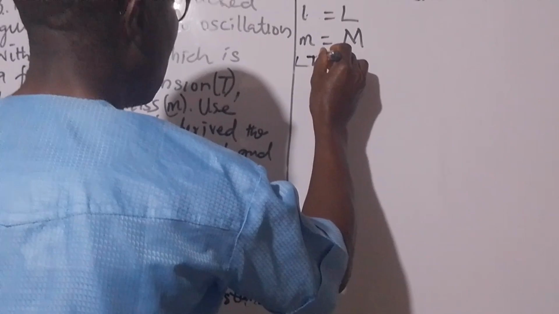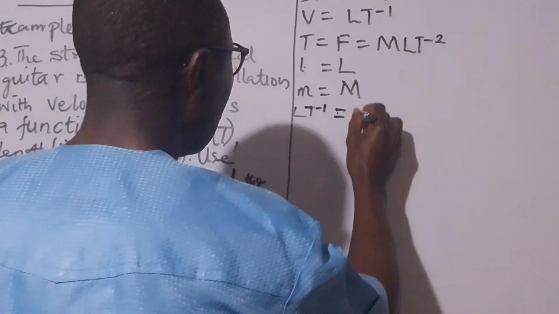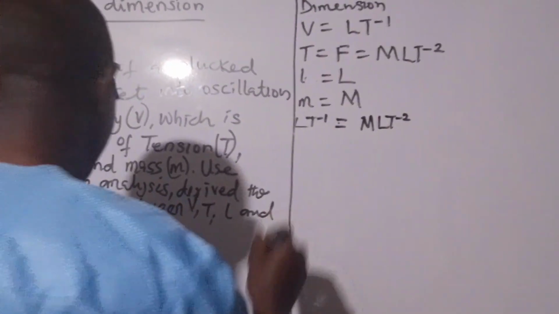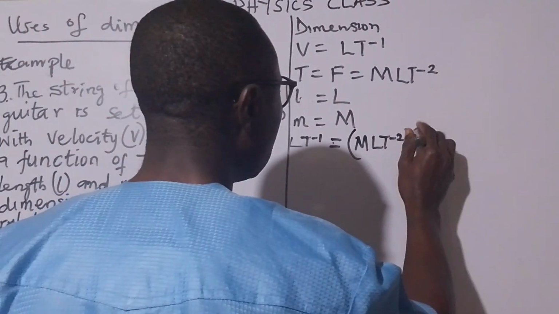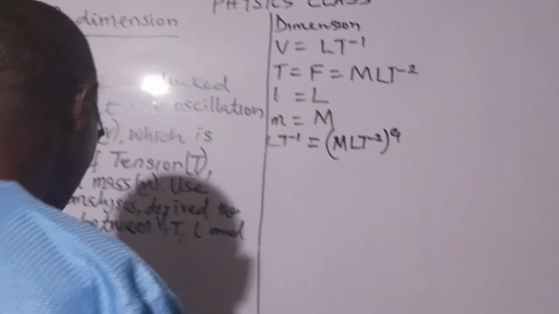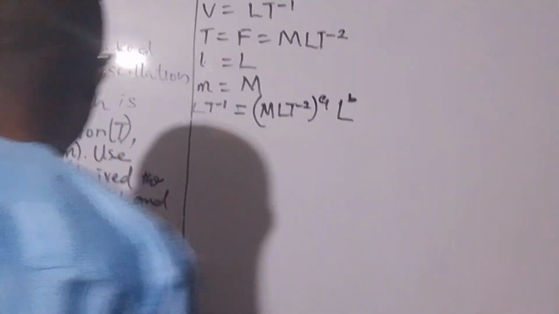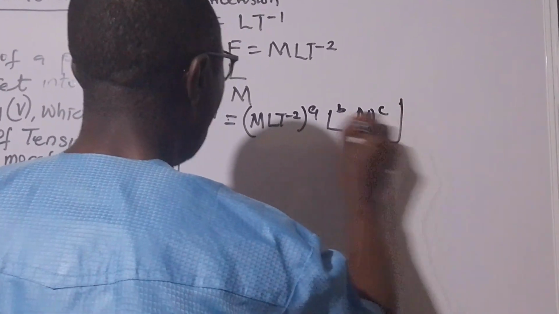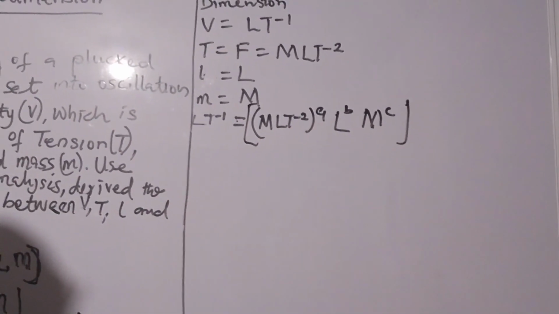So it will now give us L T raised to power minus 1 for velocity, equal to, in brackets, M L T raised to power minus 2 for tension. Don't forget this one is raised to power A. And the next one is what? Length. L raised to power B. The last one is M. M raised to power C. You close the bracket.